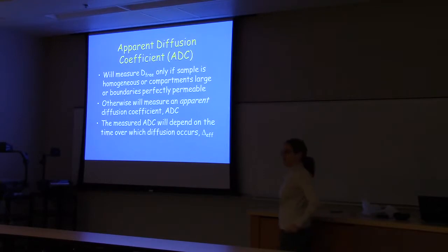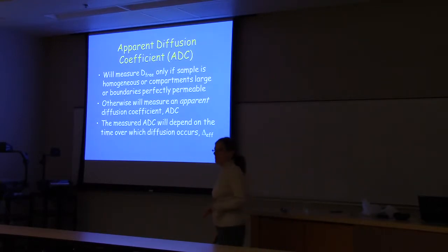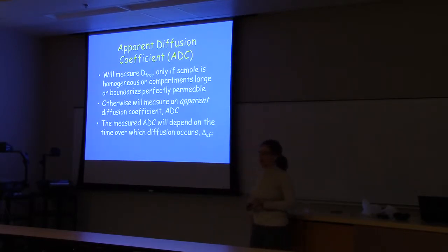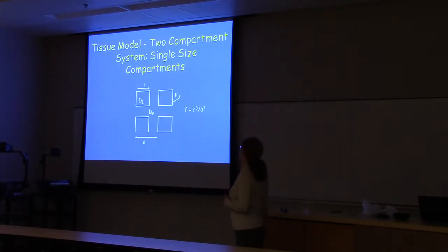So what we measured is no longer a free diffusion coefficient, we're now measuring an apparent diffusion coefficient. So if we have non-permeable boundaries or we're using long diffusion times, we'll get what's called this apparent diffusion coefficient. And this apparent diffusion coefficient is going to depend on time. So we'll go through a simple model first.